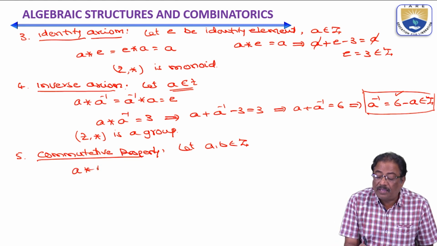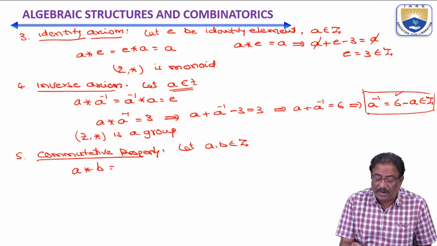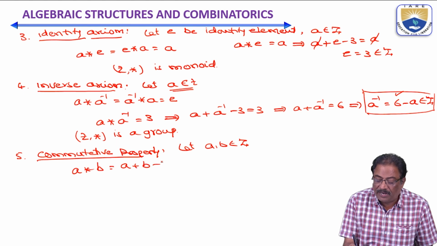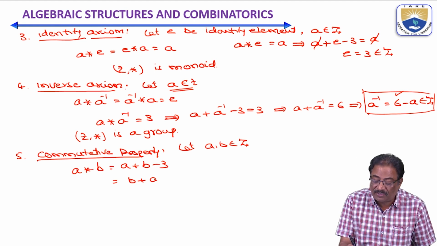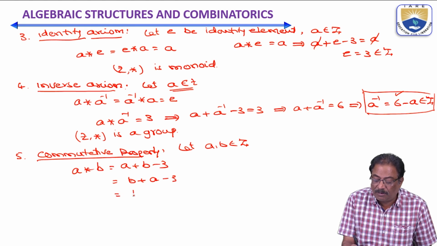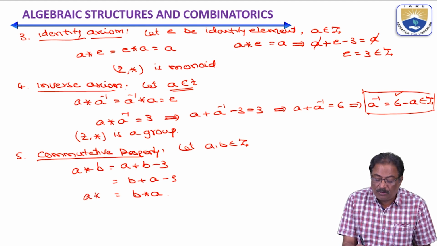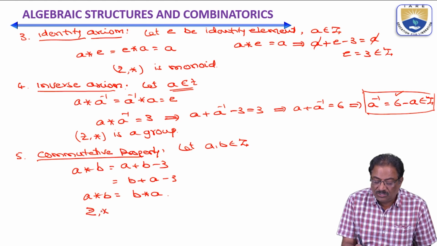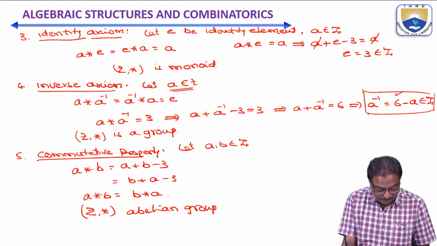Then A star B is equal to A plus B minus 3. This I am going to write as B plus A, since A is an integer and B is an integer. So A plus B can be written as B plus A minus 3. So this is nothing but B star A. So A star B is equal to B star A. Then we say that Z comma star is a group as well as it is satisfying commutativity. So we can say that it is an abelian group.